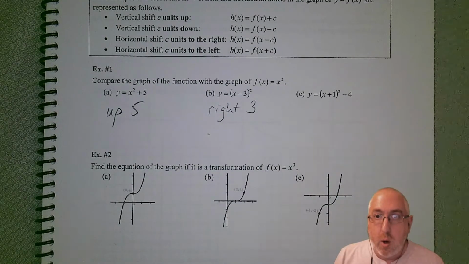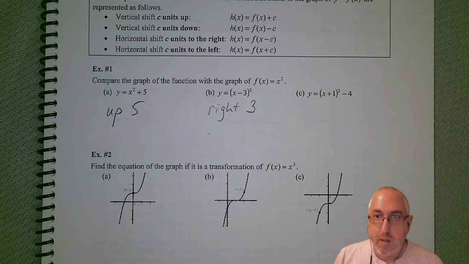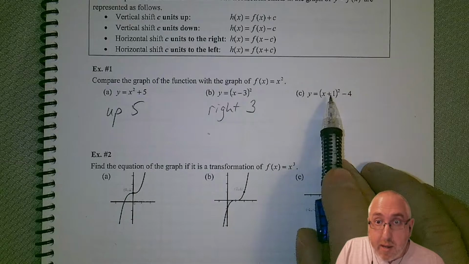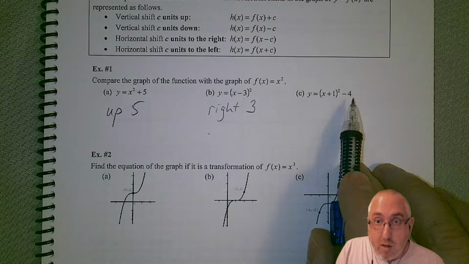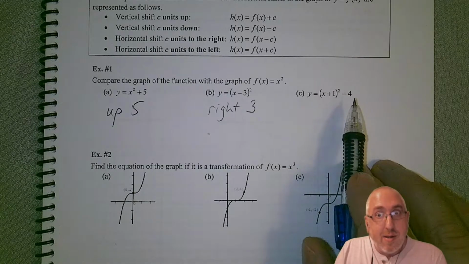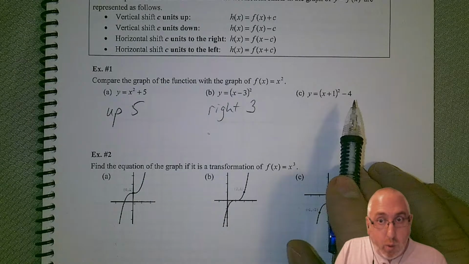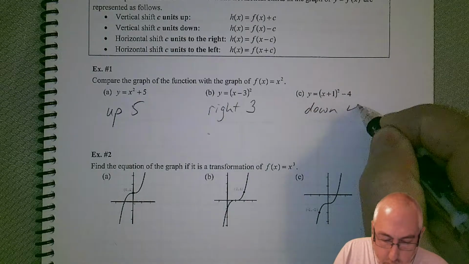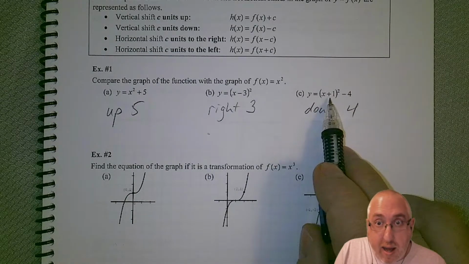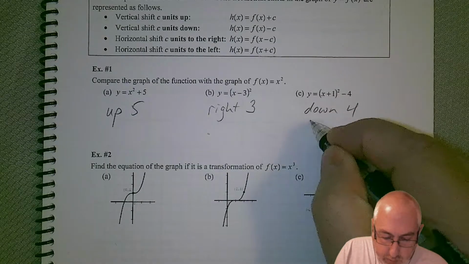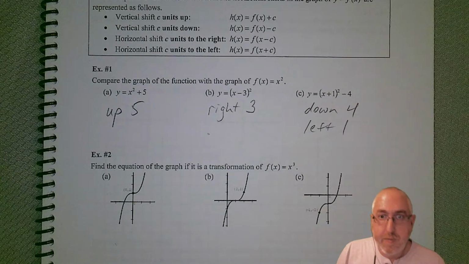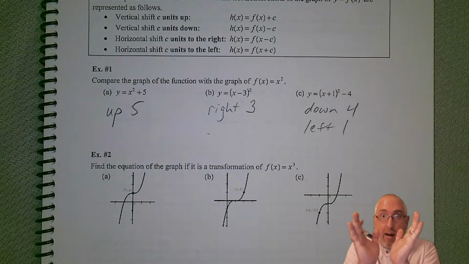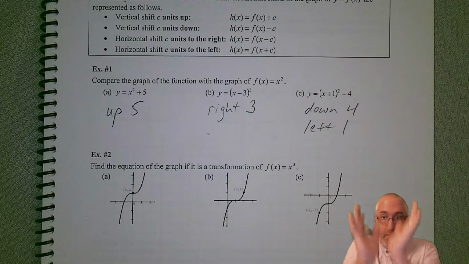And now, what do you think for this last one? So now there's two things going on. We do have x being affected by this plus 1, but there's also a minus 4 at the end. So that minus 4 at the end is going to do what? It's going to make it go down 4, but the plus 1 inside is going to make it go to the left 1. So again, all you're doing is taking that parent graph, that parent parabola, and shifting it up or down, left or right.